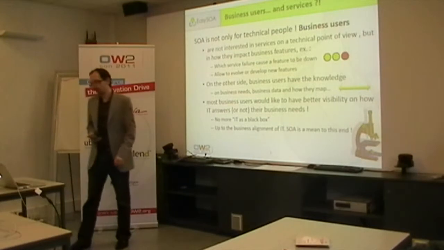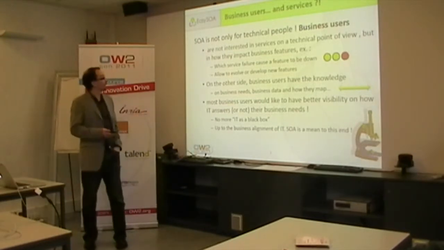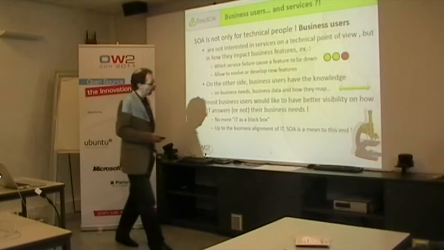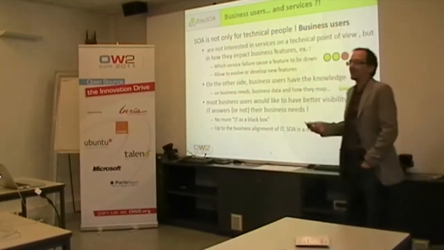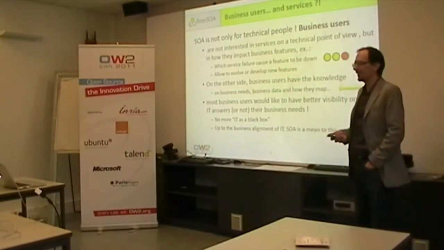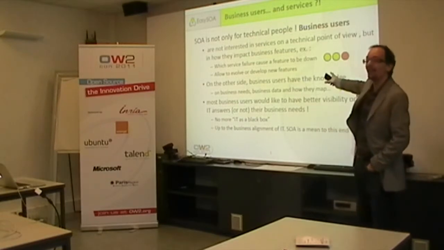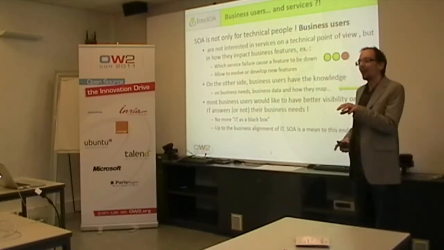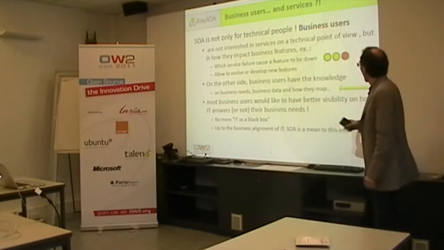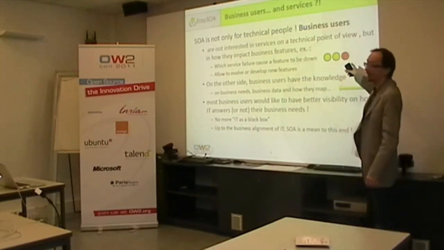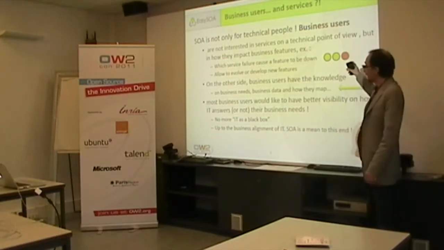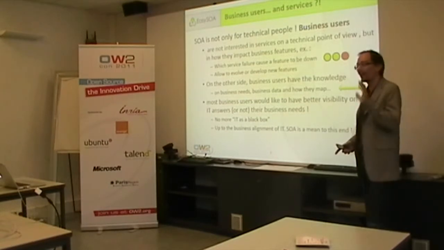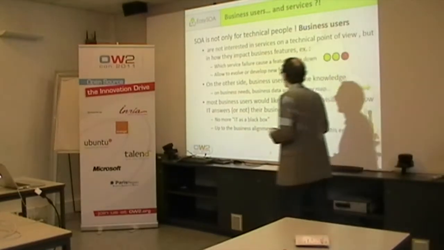sequence of the SOA process. So SOA is not only for technical people. Business users don't like services, they don't even know what it is, they don't want to know. But when one service is down and they can't use their application, suddenly they're very interested. I think if they had these green and red lights, they don't need to know what services are, and they're really happy to have them.